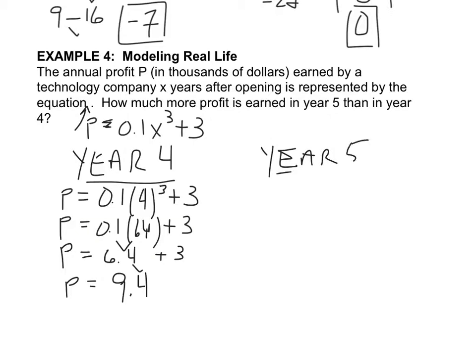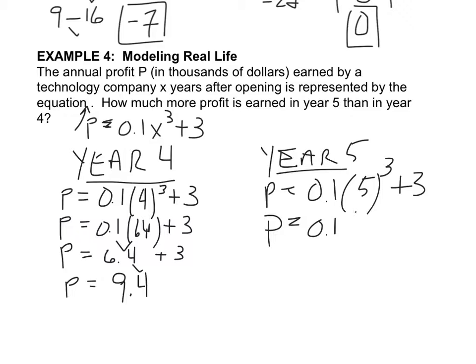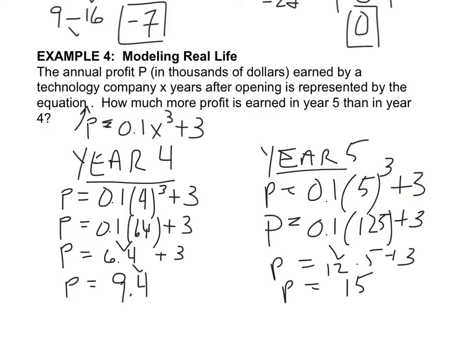So then let's focus on, well, what about year 5? Those are the 2 years we're comparing. So just like in the last one, we're going to now enter 0.1. Now we're looking at year 5, so my x is now 5. And again, through order of operations, with the 5 as the base, 5 times 5 times 5 is 125, plus the 3. Then I can focus on P equals 0.1 times 125, which is 12.5, plus the 3. And then my final answer here would be 15.5.